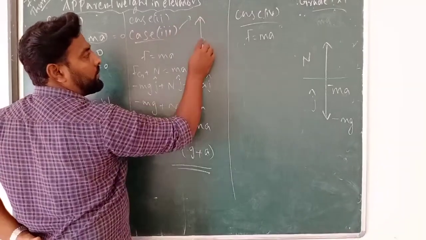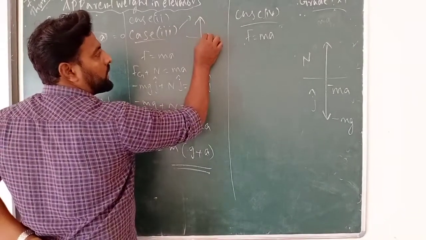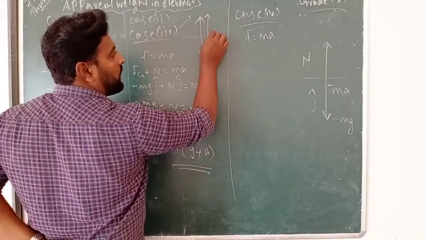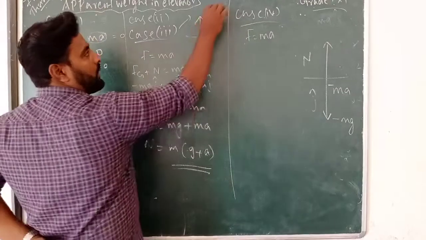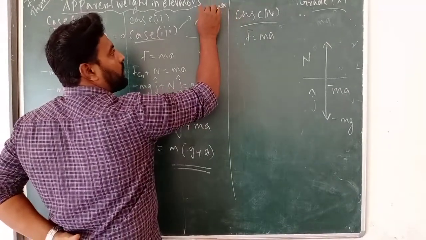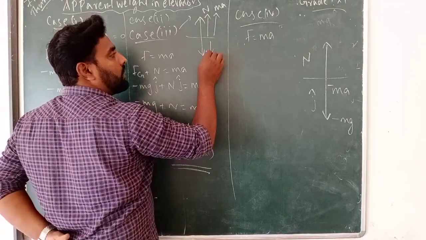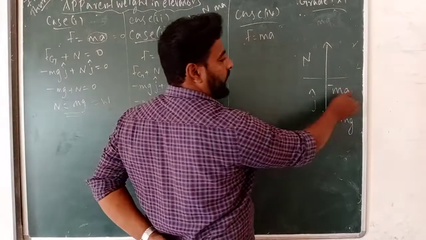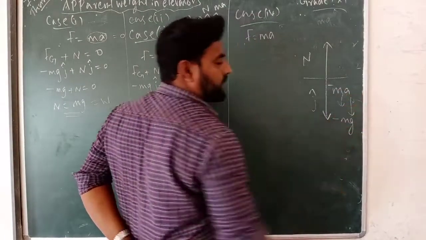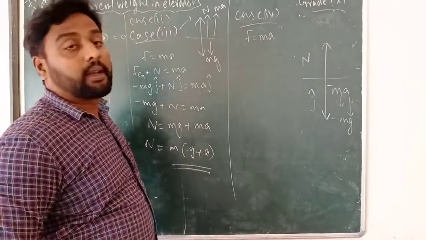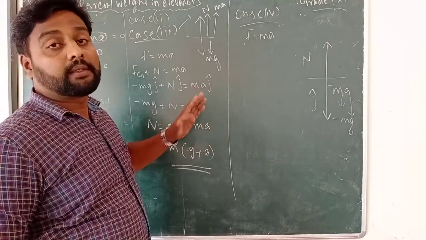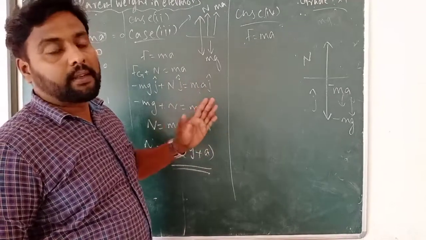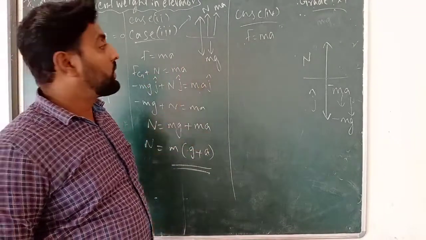Case 3, the lift is moving upward. The normal force is acting upward, and ma. The same thing here: ma acting downward, mg acting downward. So here also the apparent weight is not balancing. Now we will see what will happen, whether it is greater or less.